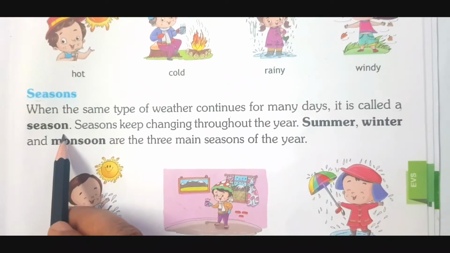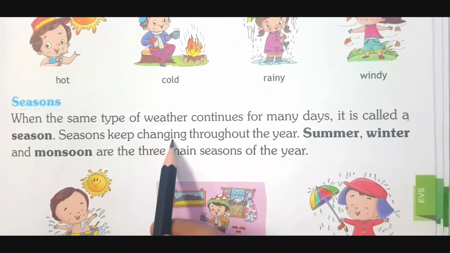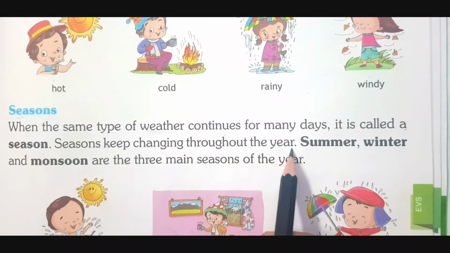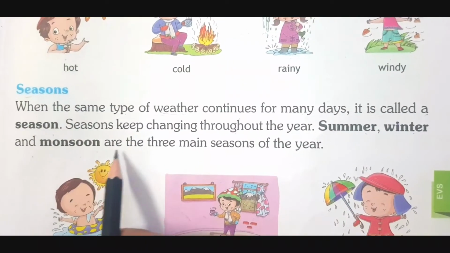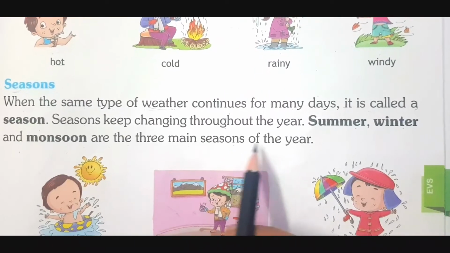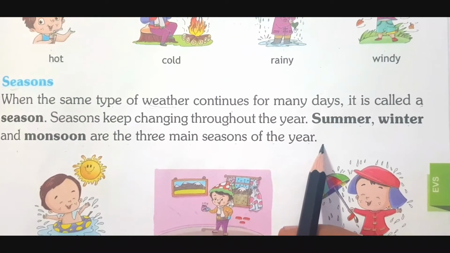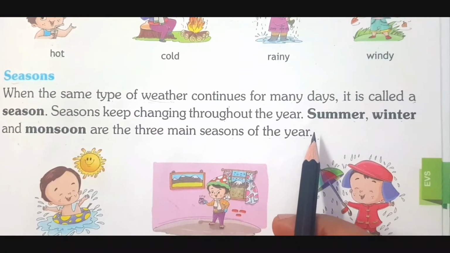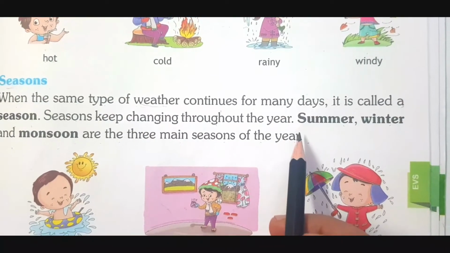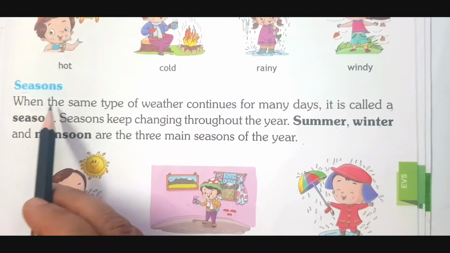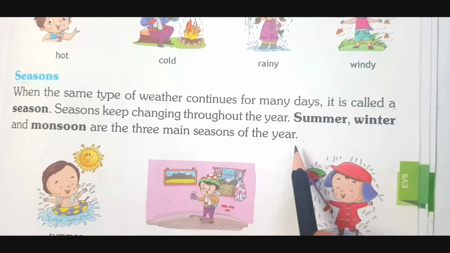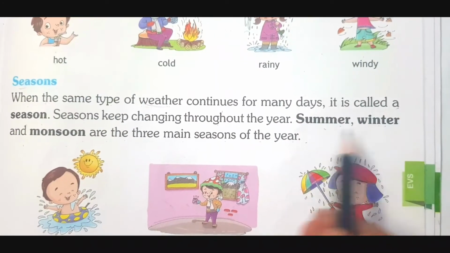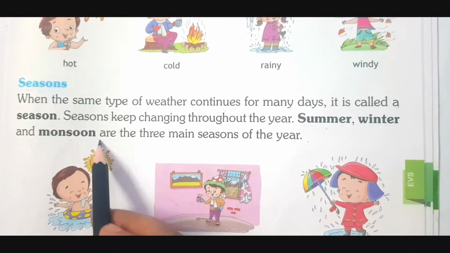a season. Seasons keep changing throughout the year. Summer, winter and monsoon are the 3 main seasons of the year. What are the 3 main seasons? Natural change is seasons also. Seasons are changed naturally. So the main important seasons are summer, winter and monsoon.